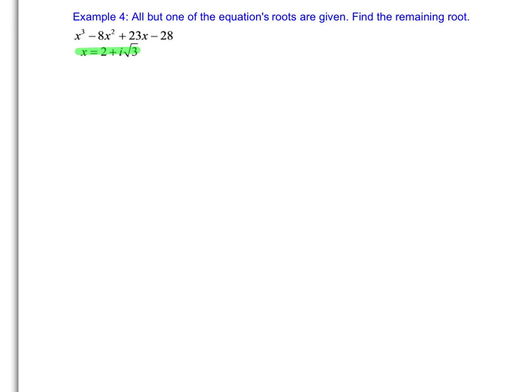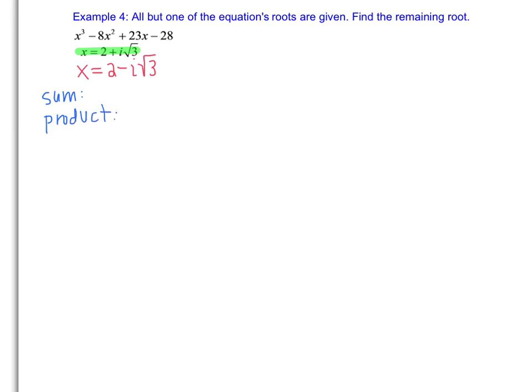Let's do that again so you can see the process. So we're trying to find the remaining root. So we know it's a cubic equation, so we know we need to have 3 total roots. One's given to us, but we automatically know with the conjugate root theorem that 2 minus i root 3 is also a root. So we can do a quick sum product with this to write a quadratic equation.